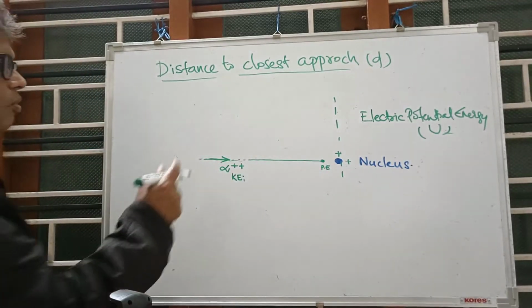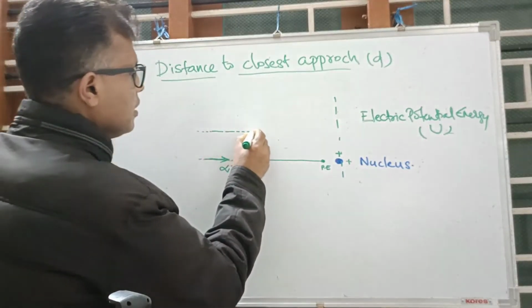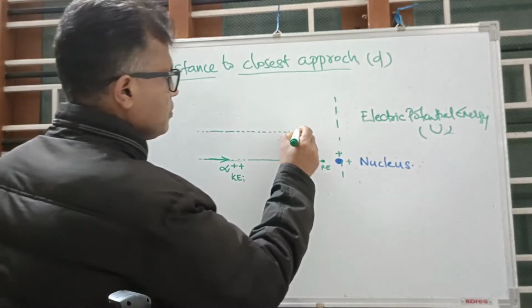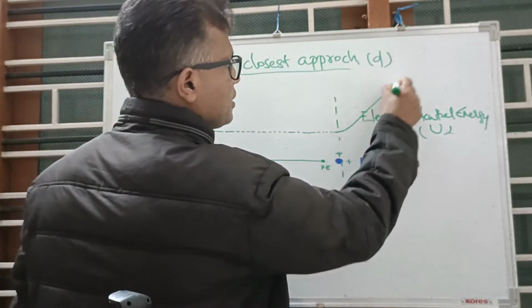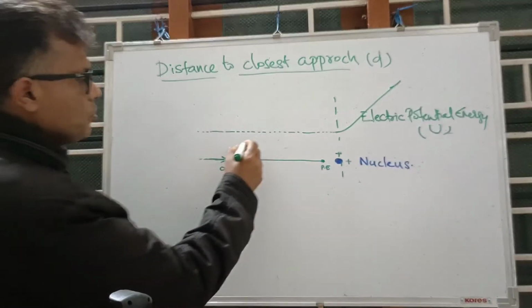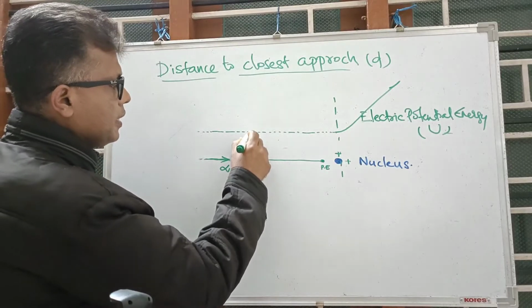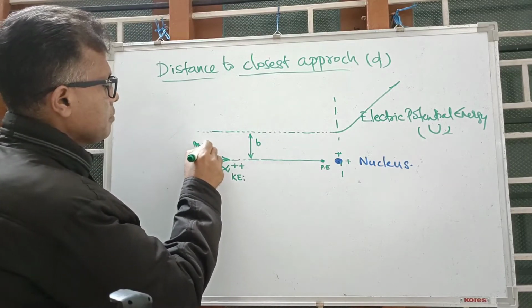Clear, no? So I am just writing. If it is coming like this, it is going like this. Clear, no? So what is this one? B. Impact parameter.